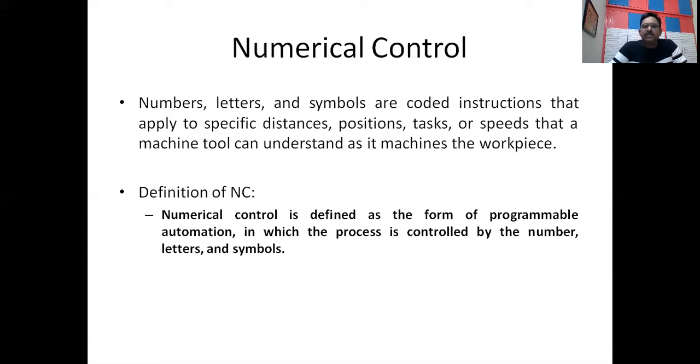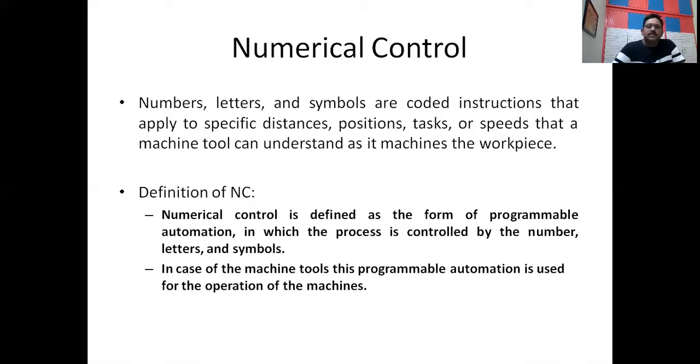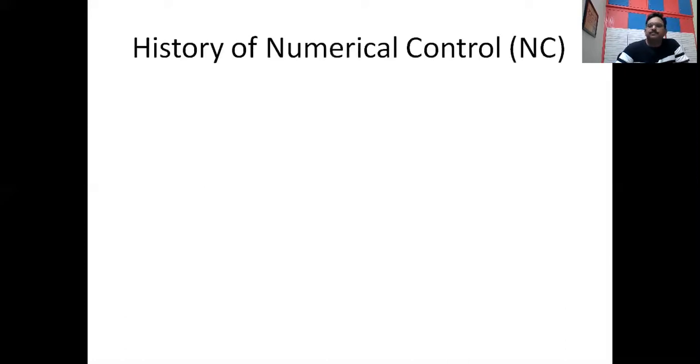But here we are discussing numerical control machines. Numerical control is defined as the form of programmable automation in which the process is controlled by numbers, letters, and symbols. So in the case of machine tools, this programmable automation is used for the operation of machines. So this is what we have.